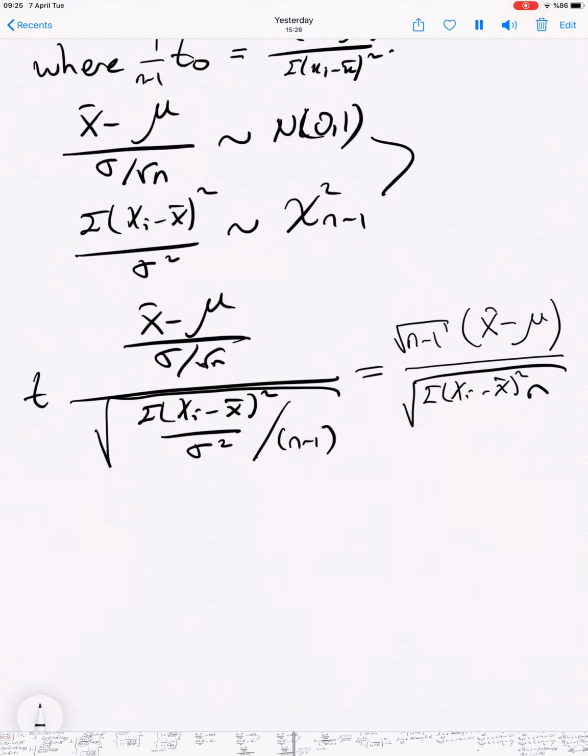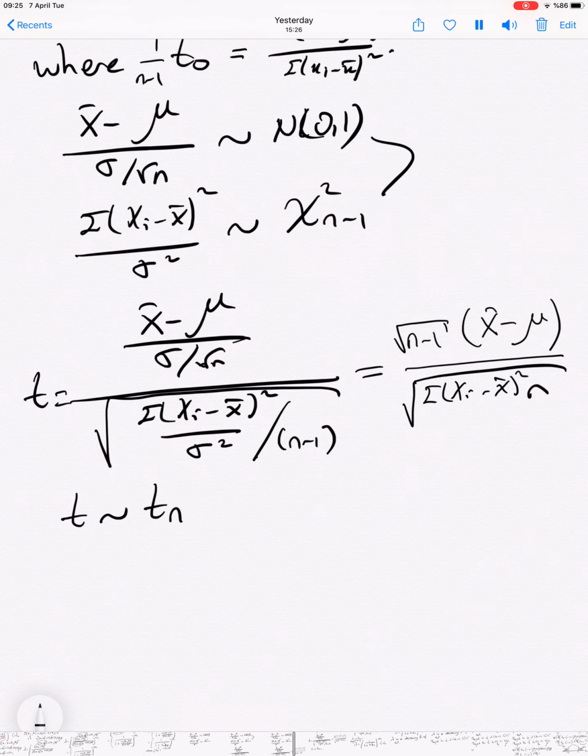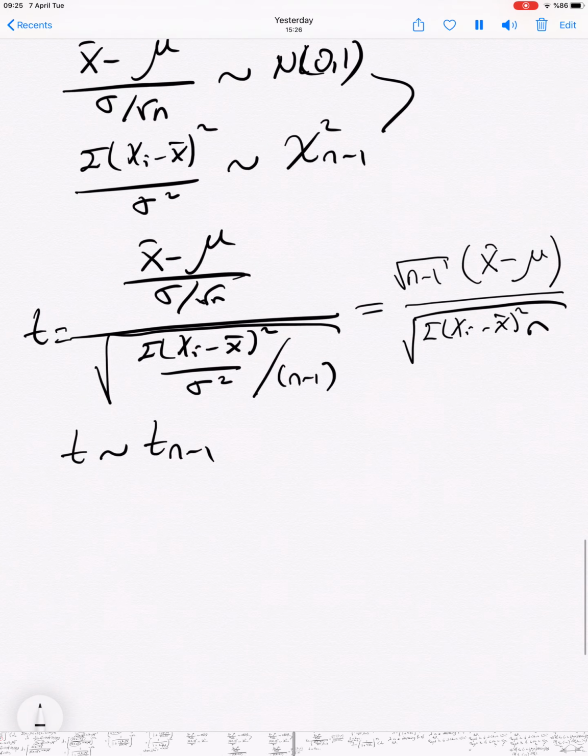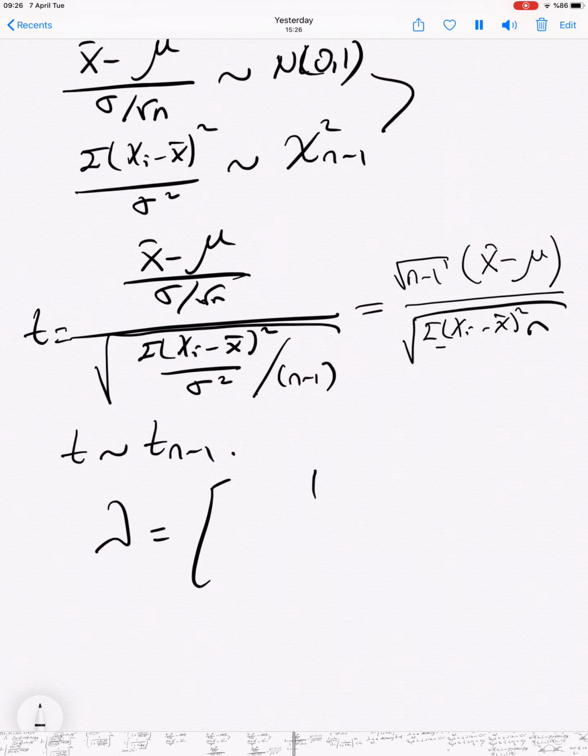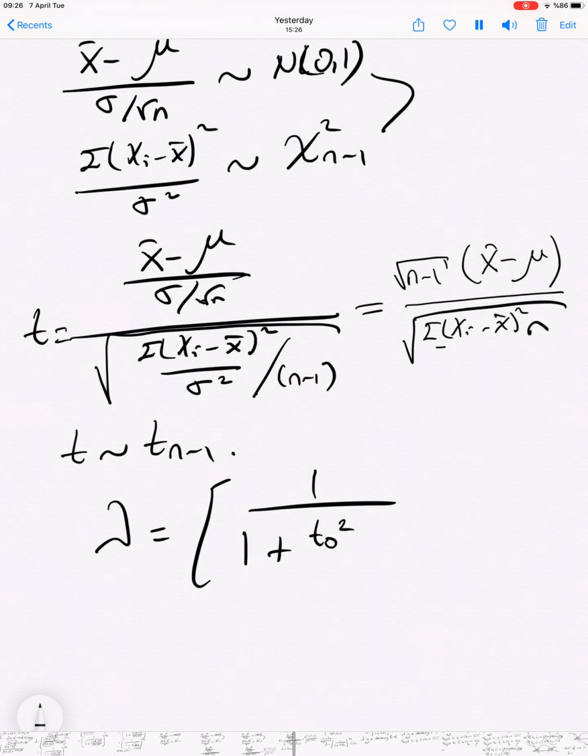Let's say this is t, then t is distributed as t with n minus 1 degrees of freedom. Usually we don't keep this denominator as summation xi minus x bar whole square, we write the sample variance, remember? Okay, so then this means that our lambda 0 is a function of this t statistic, student t statistic. Okay, so our lambda equals, we can write it again, 1 plus t0 squared over n minus 1 to the n over 2.